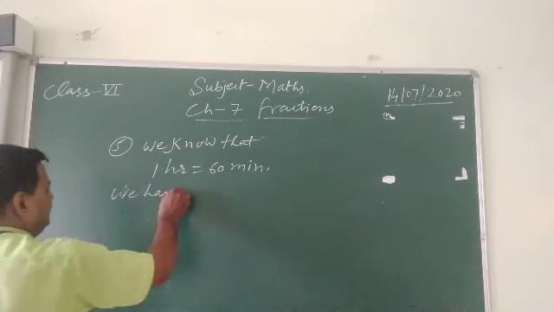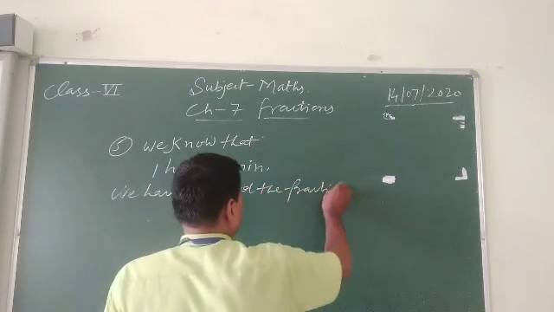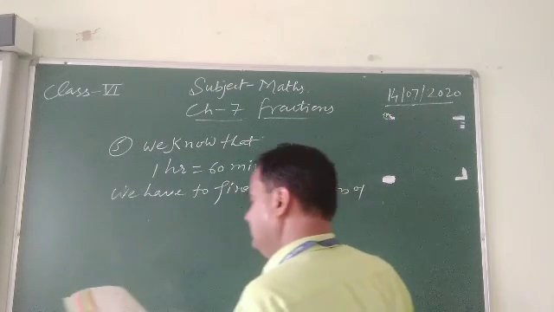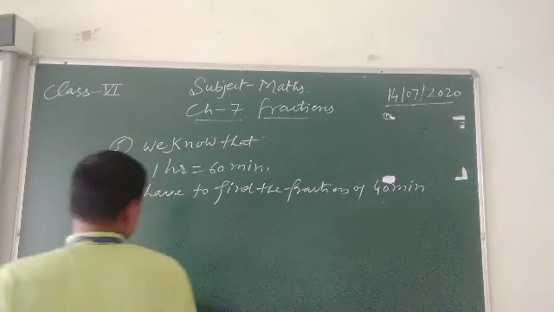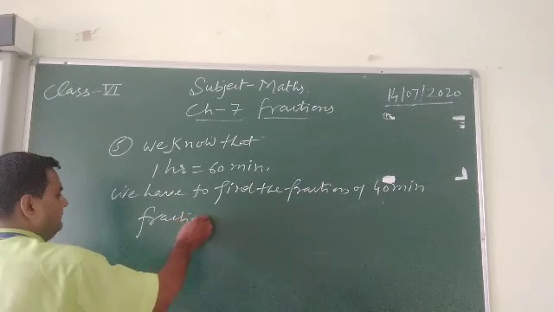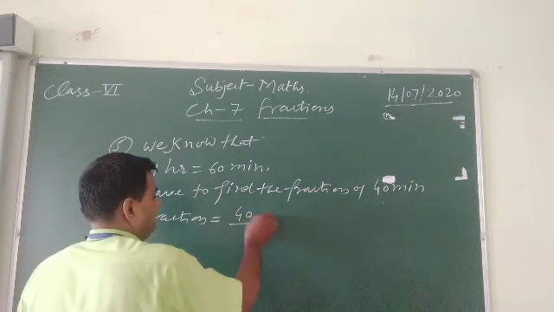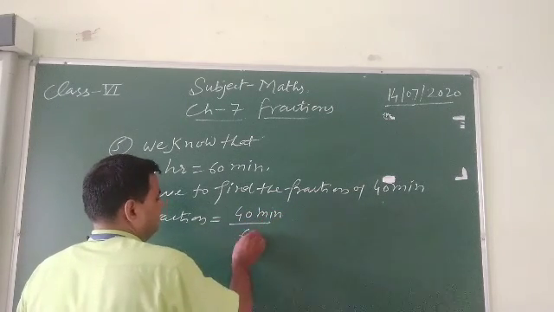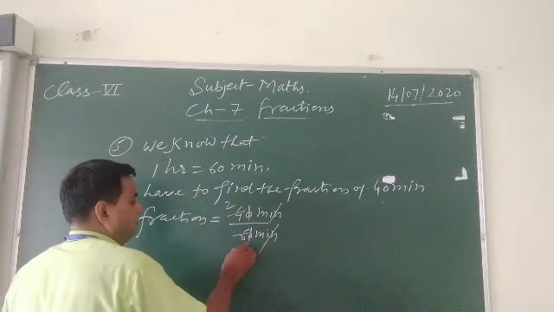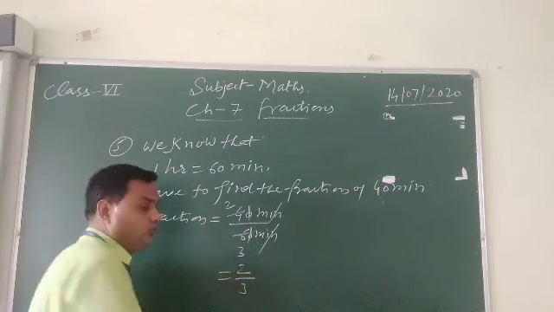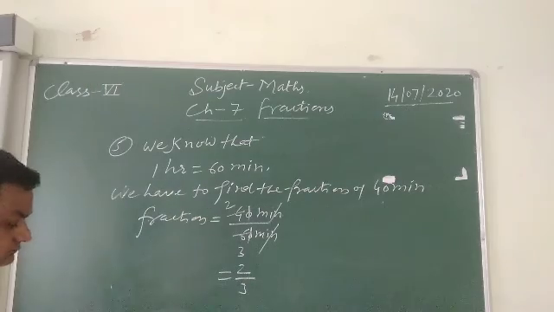We have to find the fraction of 40 minutes. So now fraction equal to 40 upon 60, 40 minutes upon 60 minutes. So fraction equal to 2 fours are 8 and 2 threes are 6, so now fraction is 2 upon 3. Now question number 6.